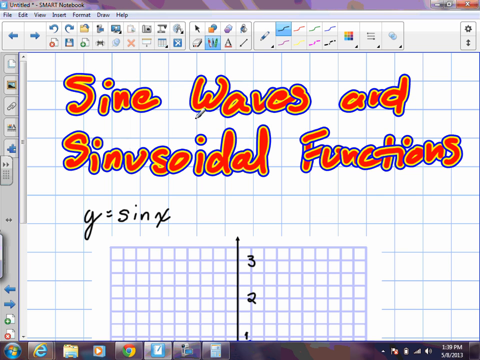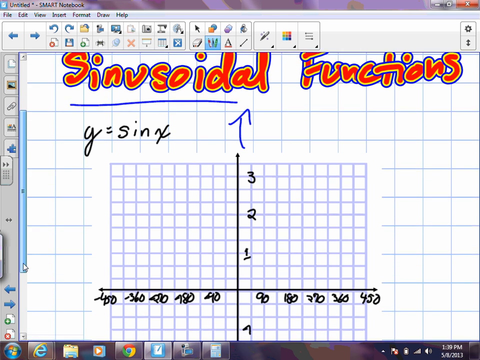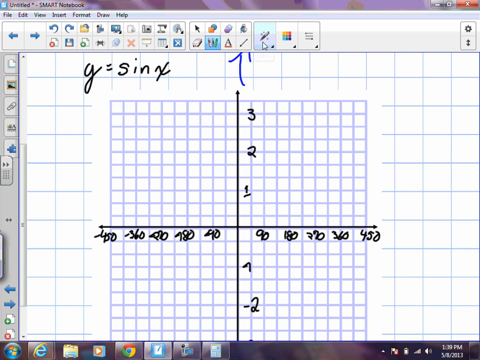Today we're going to go over sine waves and sinusoidal functions. Okay? The first thing we're going to do is try to define what a sinusoidal function is. We talked about this the other day about periodic functions. A periodic function is something that has a repeating pattern, right? So let's say we talk about climbing up and down something over time. This pattern repeats. This is considered periodic.